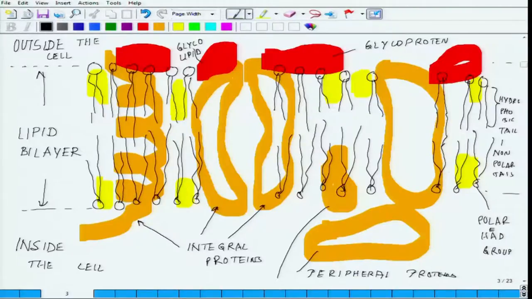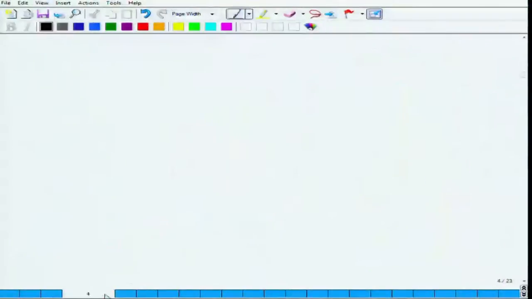So, one second, let me come back. Okay, these are cholesterol. So, what I essentially meant by the fluidity of the membrane is that those cholesterols allow the membrane to be much more flexible, and bending and all those kinds of things are provided by the presence of cholesterol. Okay. And apart from it, this membrane is semi permeable in nature, as I was mentioning in one of the previous classes.